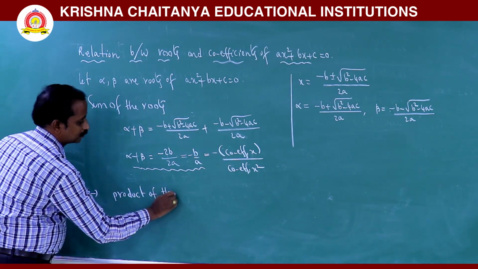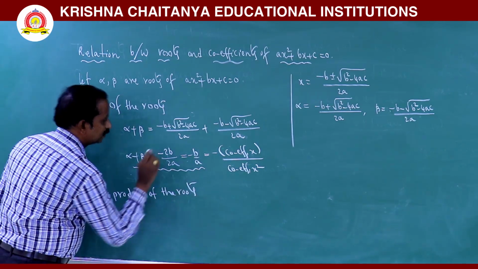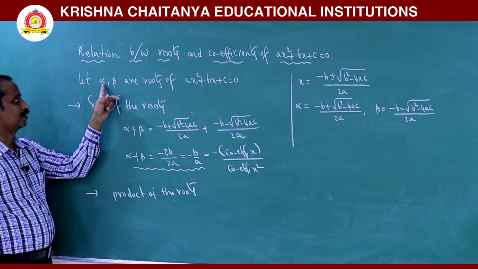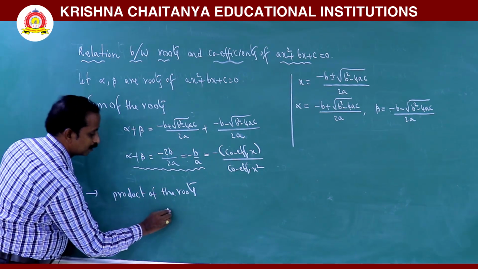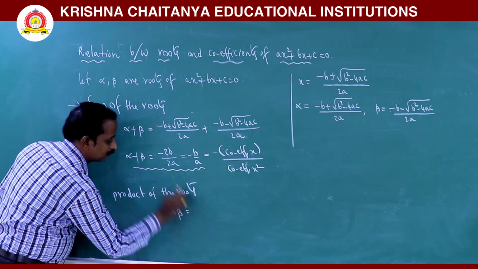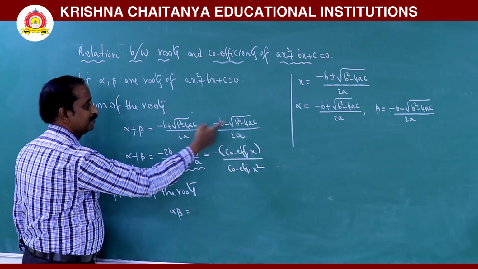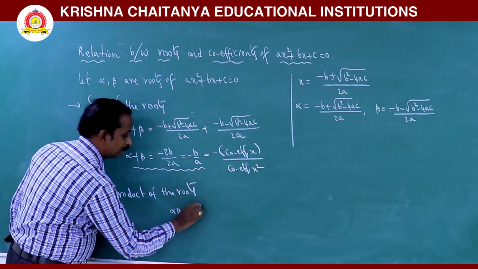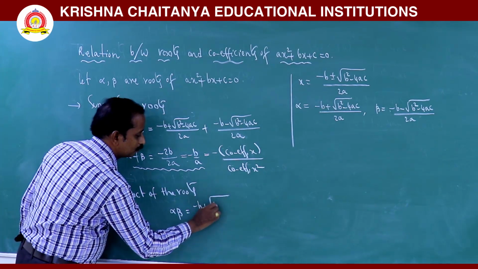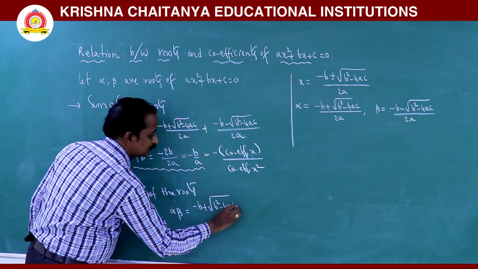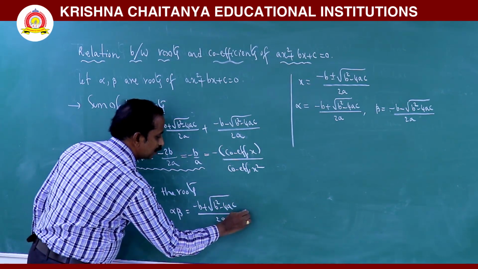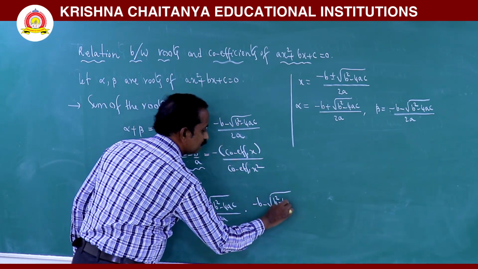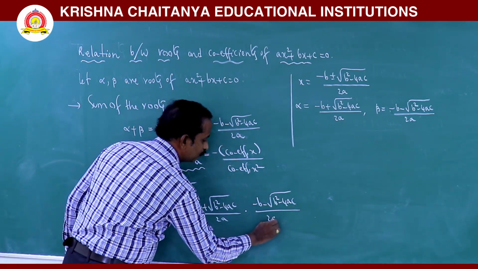Product of the roots. The product of the roots means the roots alpha and beta. Sum means alpha plus beta, product means alpha into beta. Now we discuss alpha into beta. What is alpha, what is beta? Already we know that. We are substituting alpha and beta by minus b plus root over b square minus 4ac divided by 2a, into minus b minus root over b square minus 4ac divided by 2a.